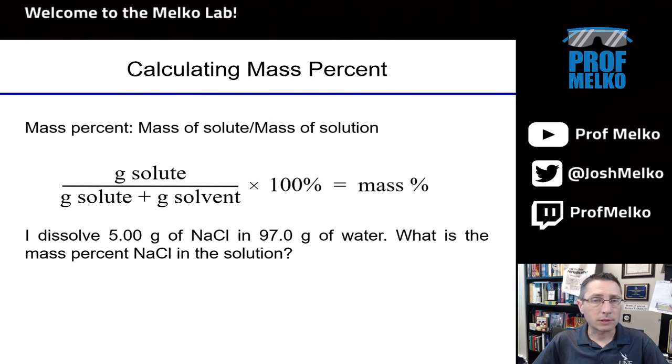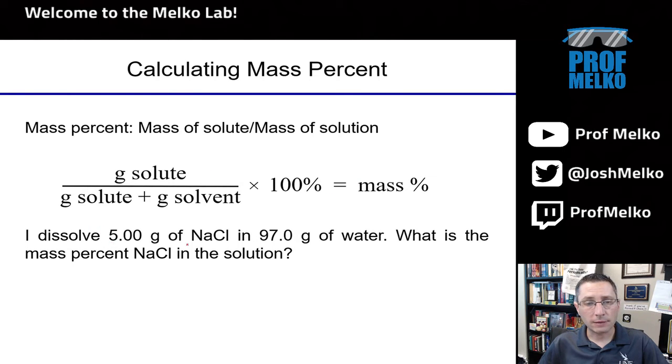Mass percent is the first one we're going to look at, and this one makes the most sense if you understand what a percentage is. It's always part divided by a whole times 100. And it's no different here. Mass of the solute divided by the total mass times 100. That is the mass percent. So let's look at an example.